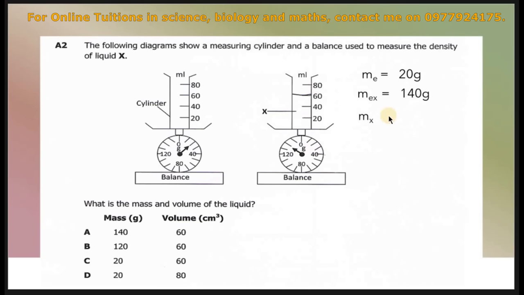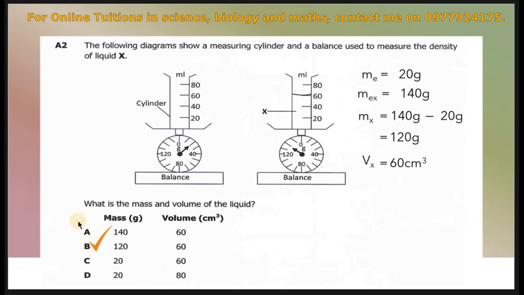Okay, now we need the mass of liquid X. So the mass of liquid X will be the mass of the empty cylinder plus liquid minus the mass of the empty beaker, or measuring cylinder, sorry. So when you subtract, you are going to get 120. So this is the mass of the liquid X. Now what about the volume of liquid X? When they added liquid, it went up to somewhere 60 here. So if VX is the volume of liquid X, this volume is 60 cubic centimeters. So here the volume is 60, then the mass is 120. So which one? Mass 120, volume 60. So our answer is B here.